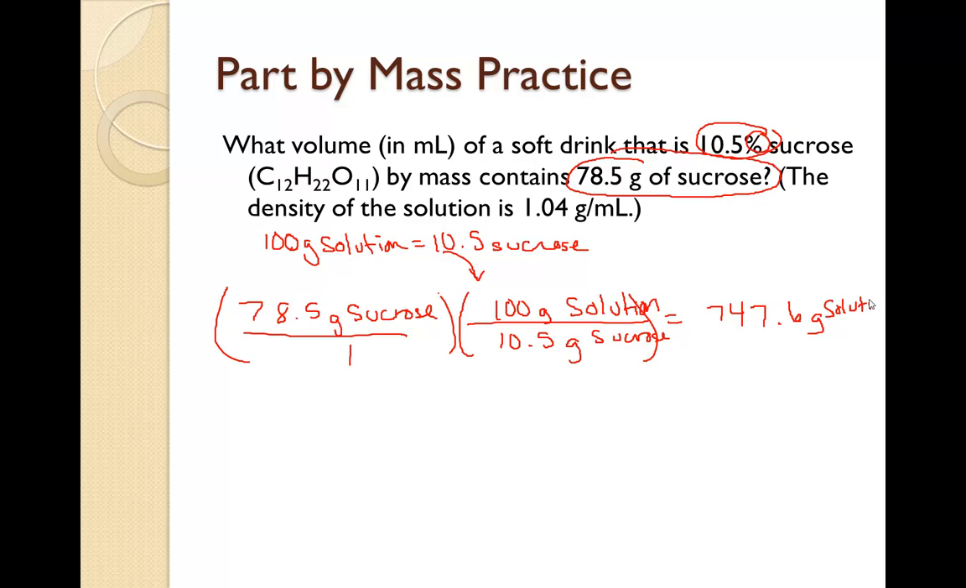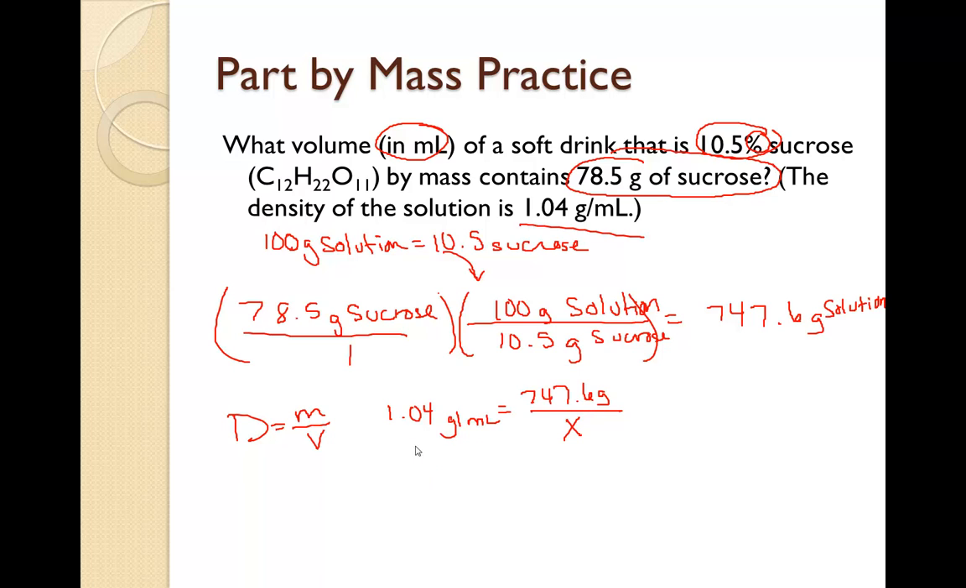So it's actually asking for the volume. They give you the density is 1.04 grams per milliliter. We know that density is equal to mass over volume. So that means 1.04 grams per milliliter is equal to 747.6 grams over X. Because that's the mass of the solution. And this is the density of the solution.